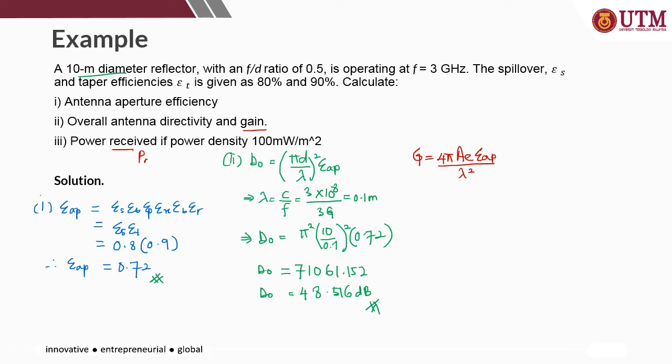In this case, we still don't have the AE. From previous slides, the aperture size AE is equal to pi times d over 2, squared, where d is the diameter. So pi times 10 over 2, squared. So AE is equal to 25 pi.